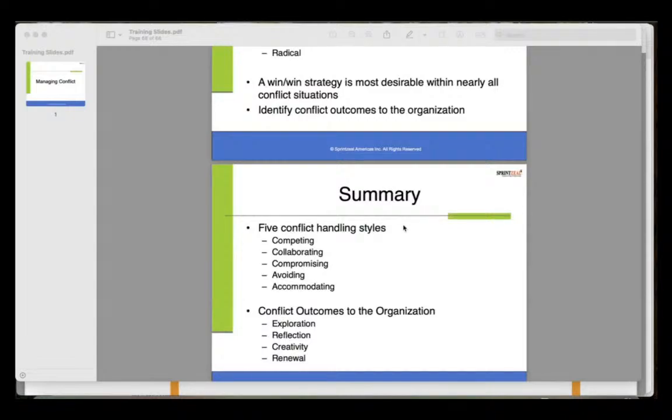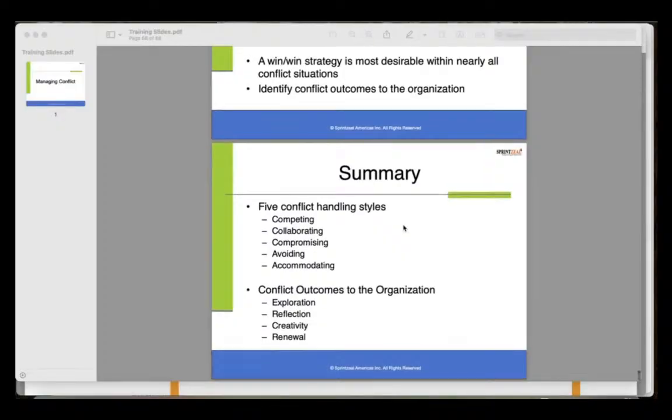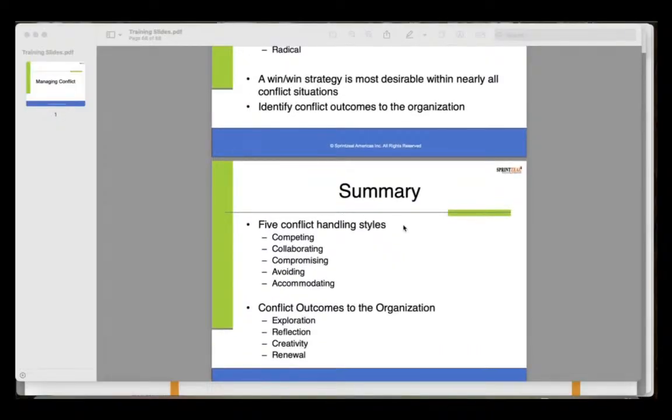So these are the main key points that you can note for the personal notes that you may be creating for yourself. The summary is like an overview, you can say. So we have discussed the handling styles. I think all 5 handling styles are very much clear to you. Then at the end we have discussed the conflict outcomes to the organization. The 4 outcomes that we have discussed: exploration, reflection, creativity, and renewal.